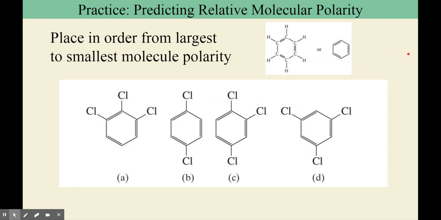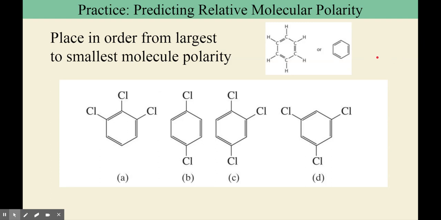So if you'd like, hit pause and determine: what's the most polar? What's the least polar? Go ahead, do it. Hit pause right now. Okay, now unpaused, or you just listen.